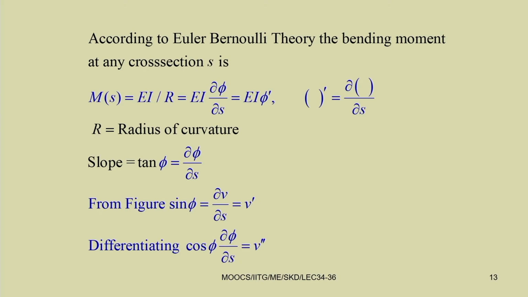So, we can differentiate this equation. Differentiating sin phi, we get cos phi into del phi by del s equal to v double dash, where v double dash is del square v by del s square. So, already we know that sin phi equals v dash, so cos phi will be equal to root over 1 minus sin square phi, which is root over 1 minus v dash square.